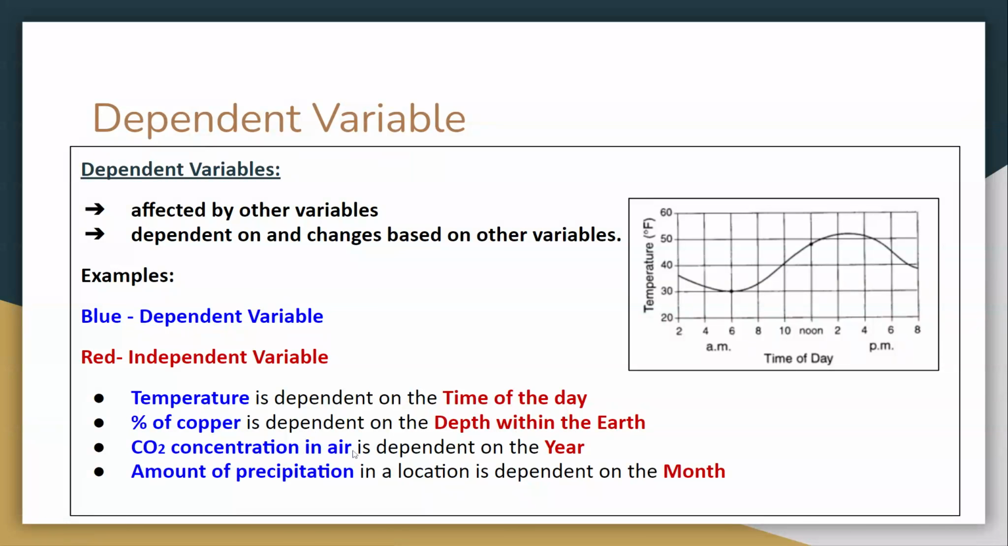CO2 concentration in the air is dependent on the year. So we're emitting lots of greenhouse gases in the atmosphere, and it's slowly increasing over time, and it's dependent on time, or you can say year. But the year or time is not dependent on the CO2 concentration in the air. And the amount of precipitation in a location can be dependent on the month. So amount of precipitation would be the dependent variable, and the month would be the independent variable.